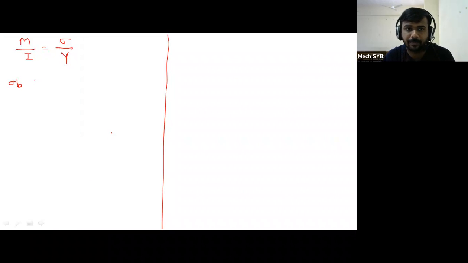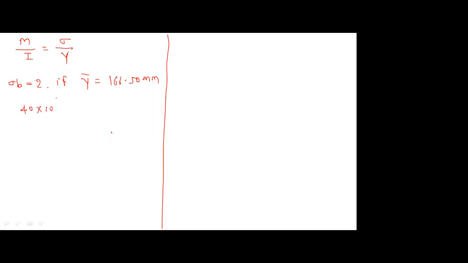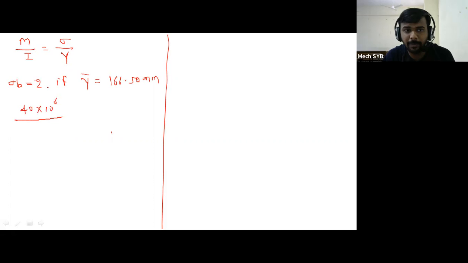If y bar is equal to, which is the first y bar, 166.50 mm. So M will be the common. What is that value? 40 into 10 raised to 6. Whether I will be different or same.